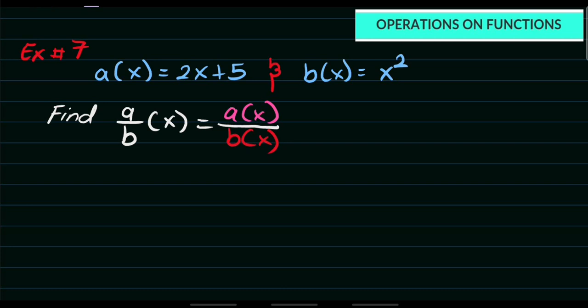So, again, para ma-simplify natin siya, so the contents of function a, we have the values are 2x plus 5. So, let's copy the value of function a divided by the contents of function b. So si b naman ay equals to x squared.